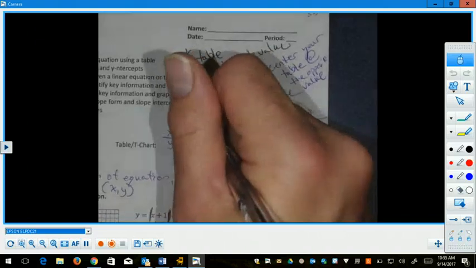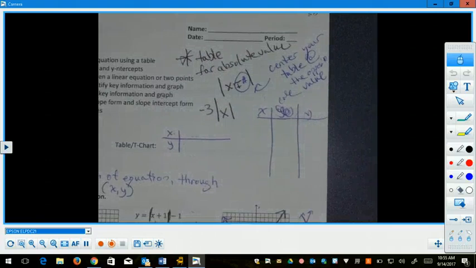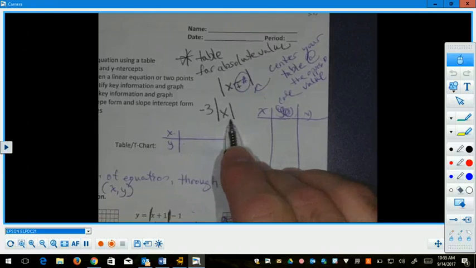So what if I have -3 absolute value of x? Where would I center my table? There's nothing in there, right? So where's it going to be centered at then? 0, right? Is that what you're going to say, Max?